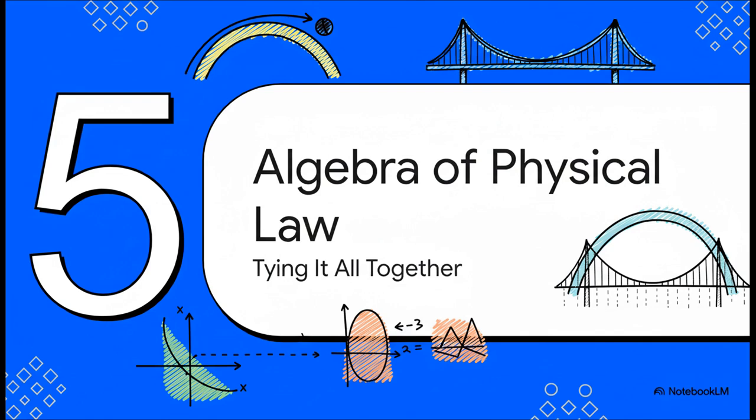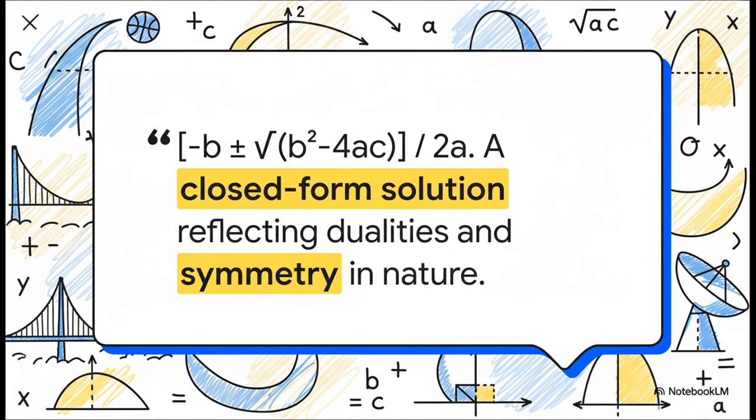Okay, so let's zoom back out for a second. We've got all these pieces now, the A, B, and C dials, the vertex, the roots, that little oracle called the discriminant. Let's see how they all combine to form what is, essentially, the algebra of physical law. And here it is, the whole shebang, the full quadratic formula. And look, it's so much more than just a tool for finding where the curve hits the x-axis. It is a profound statement about symmetry in nature.